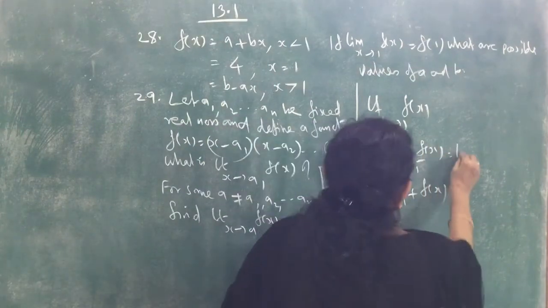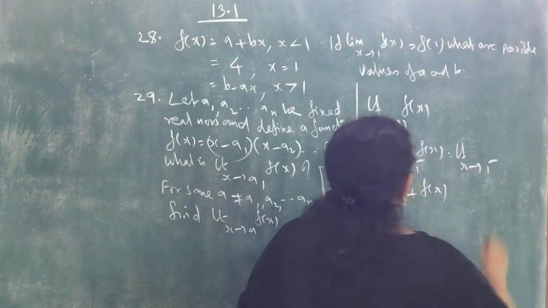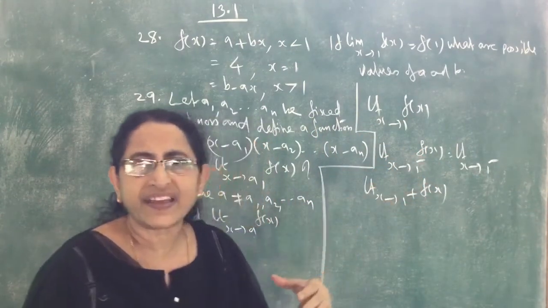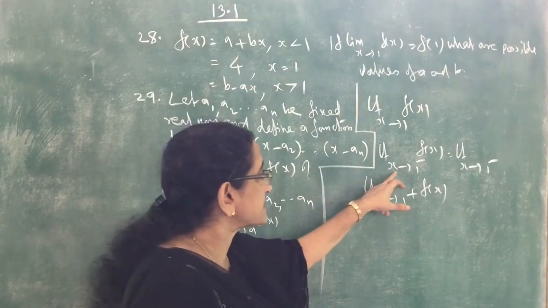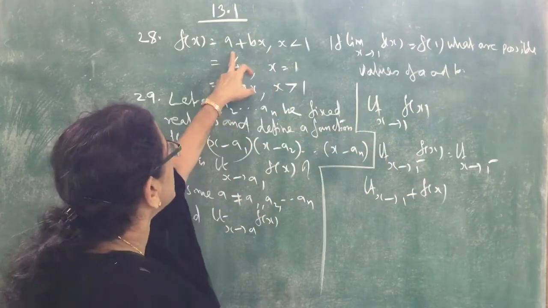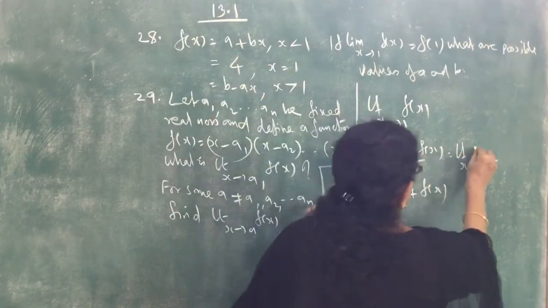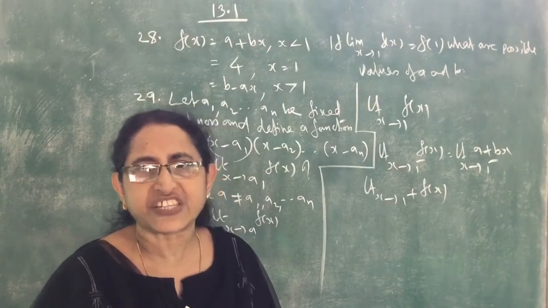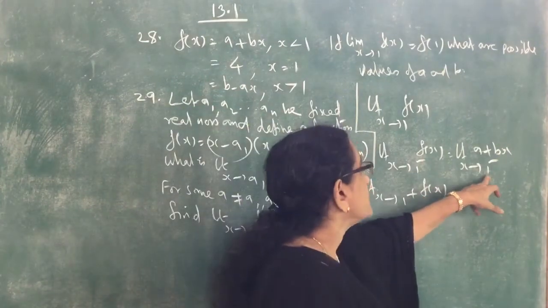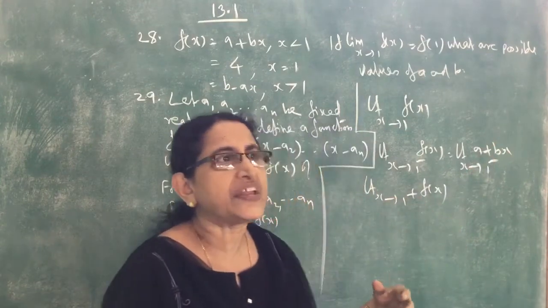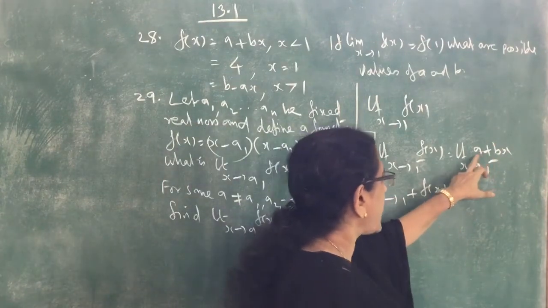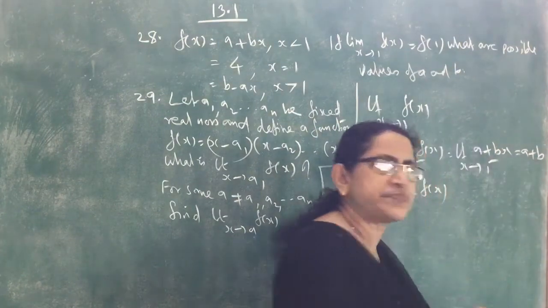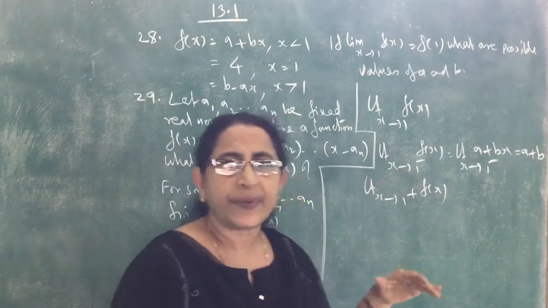This is equal to the limit as x tends to 1 minus of f(x). What is f(x) when x < 1? x tends to 1 minus means left limit, so x < 1. When x < 1, f(x) equals a + bx. Now we can apply the limit. When we apply the limit, we substitute x equal to 1. So a + b into 1, that is b. So a + b. So we got left limit equal to a + b.